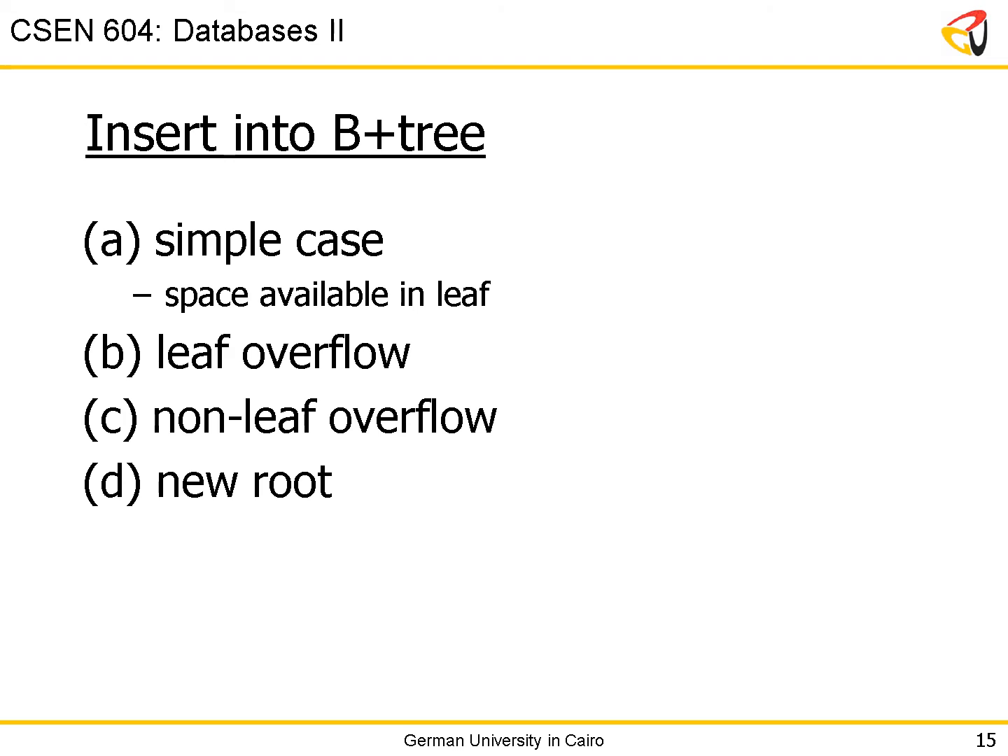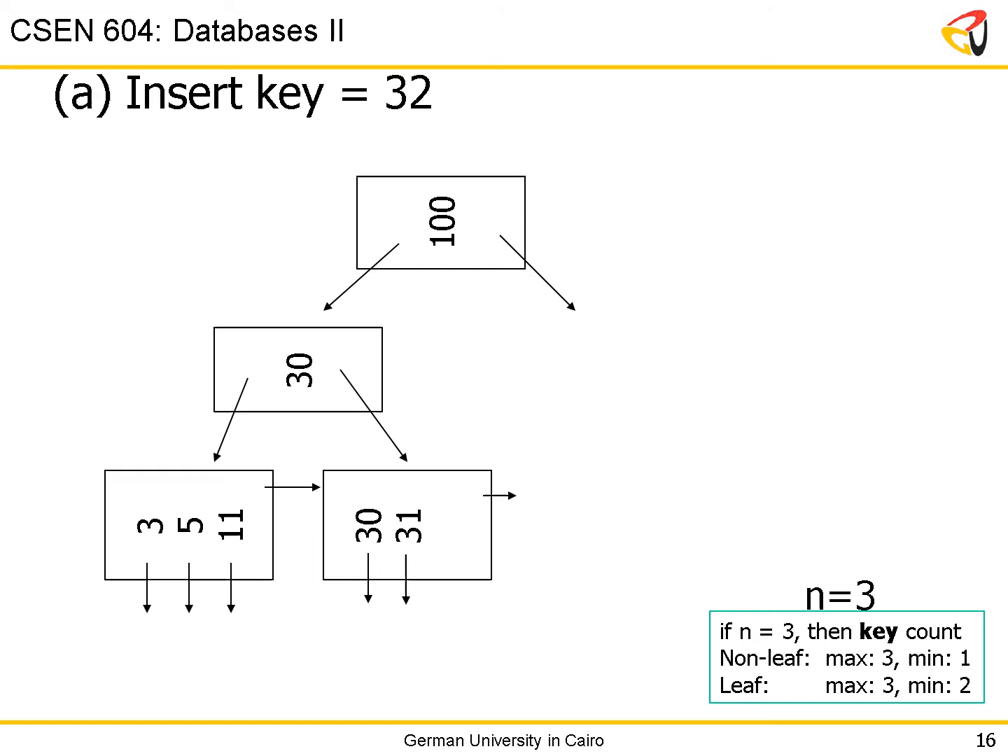We will look first at insertion. We have 4 cases, from the simple one to a slightly surprising one, which is the new root. Let's see every case separately and discuss how it is executed. So assume we're given the following B+ tree. I'm not showing the whole tree here because I don't have space in the slide, so I'm just showing you the part where the change will happen.